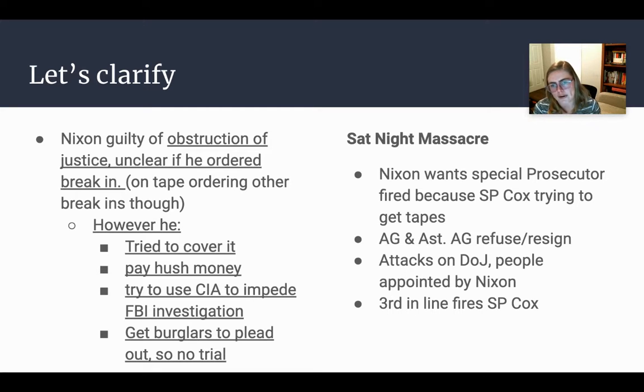Okay. All right. So the Saturday Night Massacre, just in case it wasn't clear, because it's a confusing thing, it's a single night. Nobody dies, but he wants the special prosecutor fired. He's trying to get the tapes. So the attorney general will say no. The assistant attorney general will say no or refuse. So it takes the third person. And this was really an attack on the justice system in the United States. It's an attack on the DOJ, Department of Justice, and people that are appointed by the Nixon administration. The moment that they aren't loyal to him or aren't protecting him, he wants to get rid of them. Okay? There are a lot of comparisons to the current administration and the way that the Nixon administration responded to things.